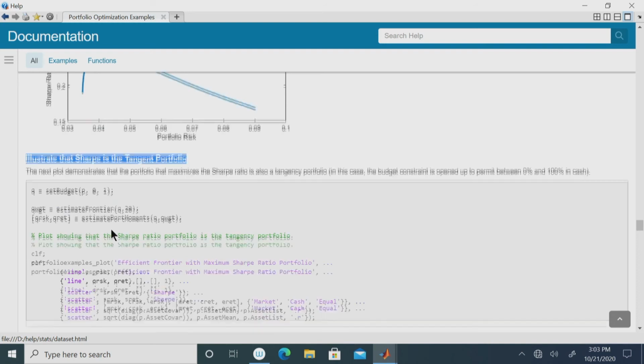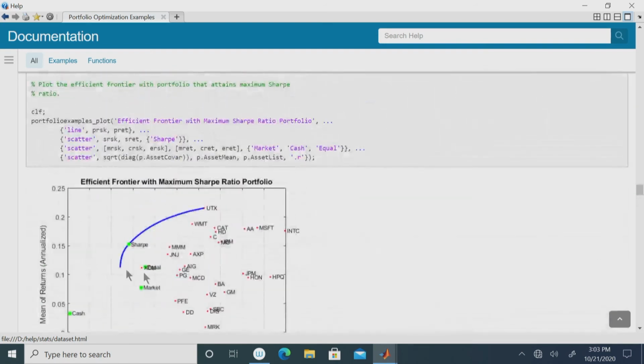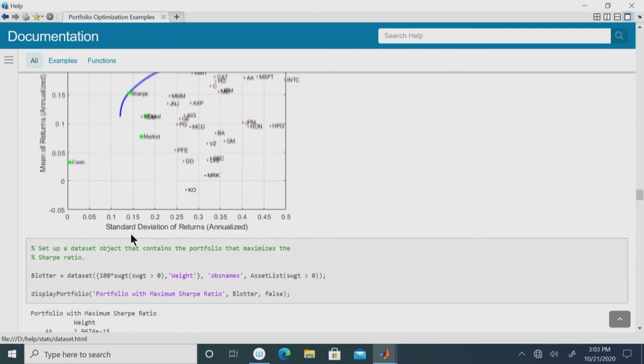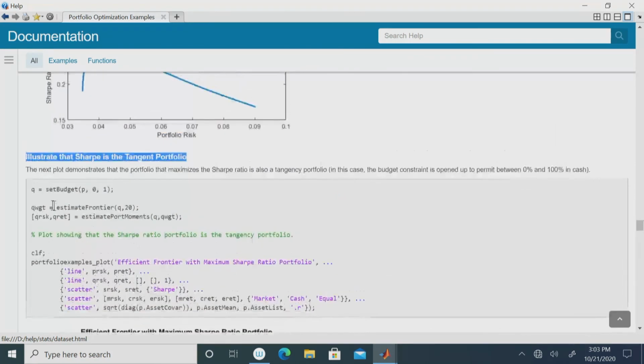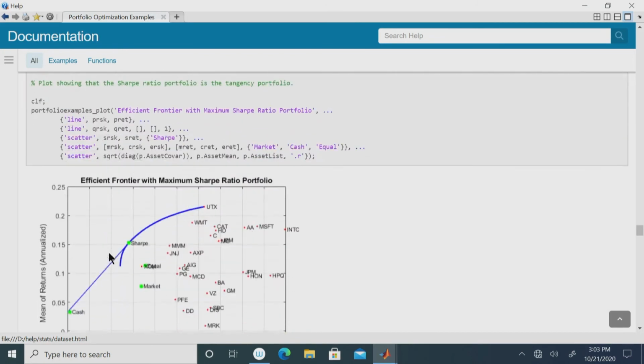So, accordingly we just look at this particular previous figure that we had here, and to it we will now add the tangent line. So, in order to do that, again we set the budget where the risk free investment can be from 0 all the way to 100%. So, we have estimated the efficient frontier for this. Remember that again we have the scatter plots of the individual assets, MRSK, CRSK, ERSK, which correspond to the market, cash and equal weights portfolio.